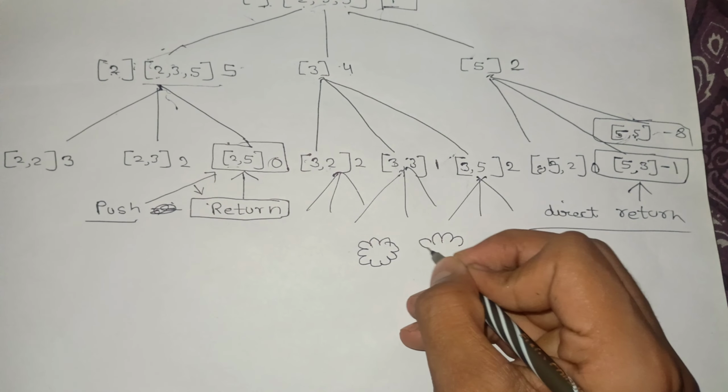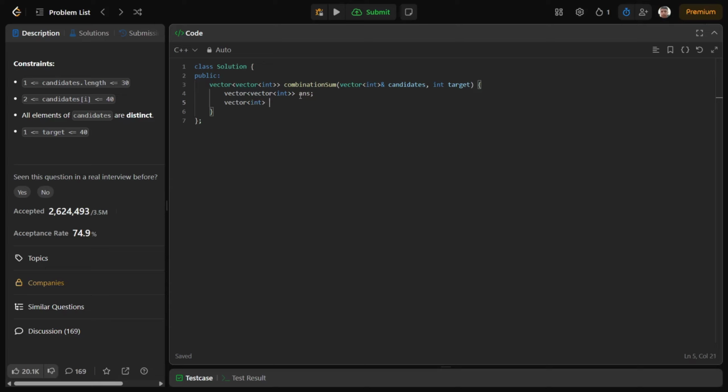So let's do this question. First I will make a 2D vector of int, and its name is answer, in which we will push our combinations. Now I will make a vector of int whose name will be temp. Now I will make a function whose name will be combination.